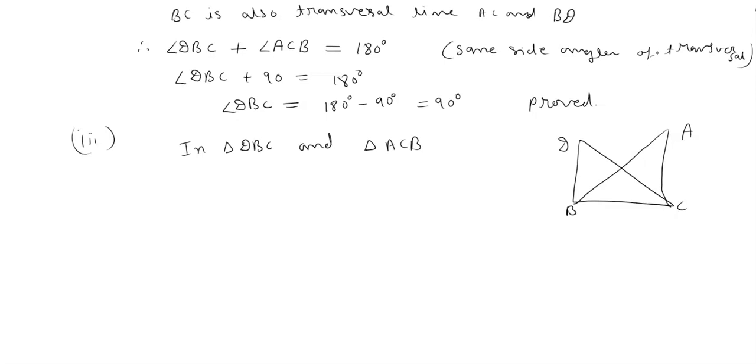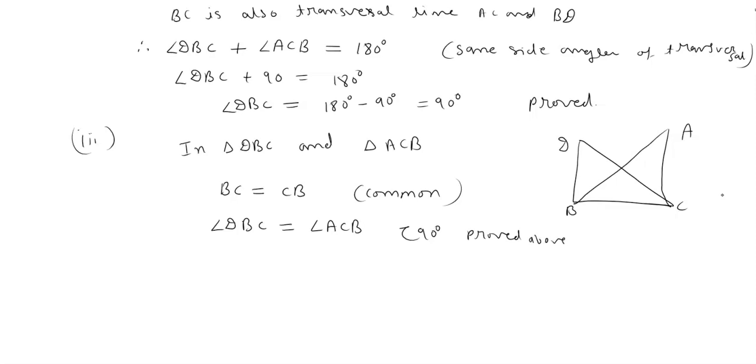First, BC is common here. BC is in triangle ABC and also in triangle DBC. So we write: in triangle DBC, BC is equal to CB, common side. Now angle DBC is equal to angle ACB, proved above as 90 degrees. So we get one side and one angle.